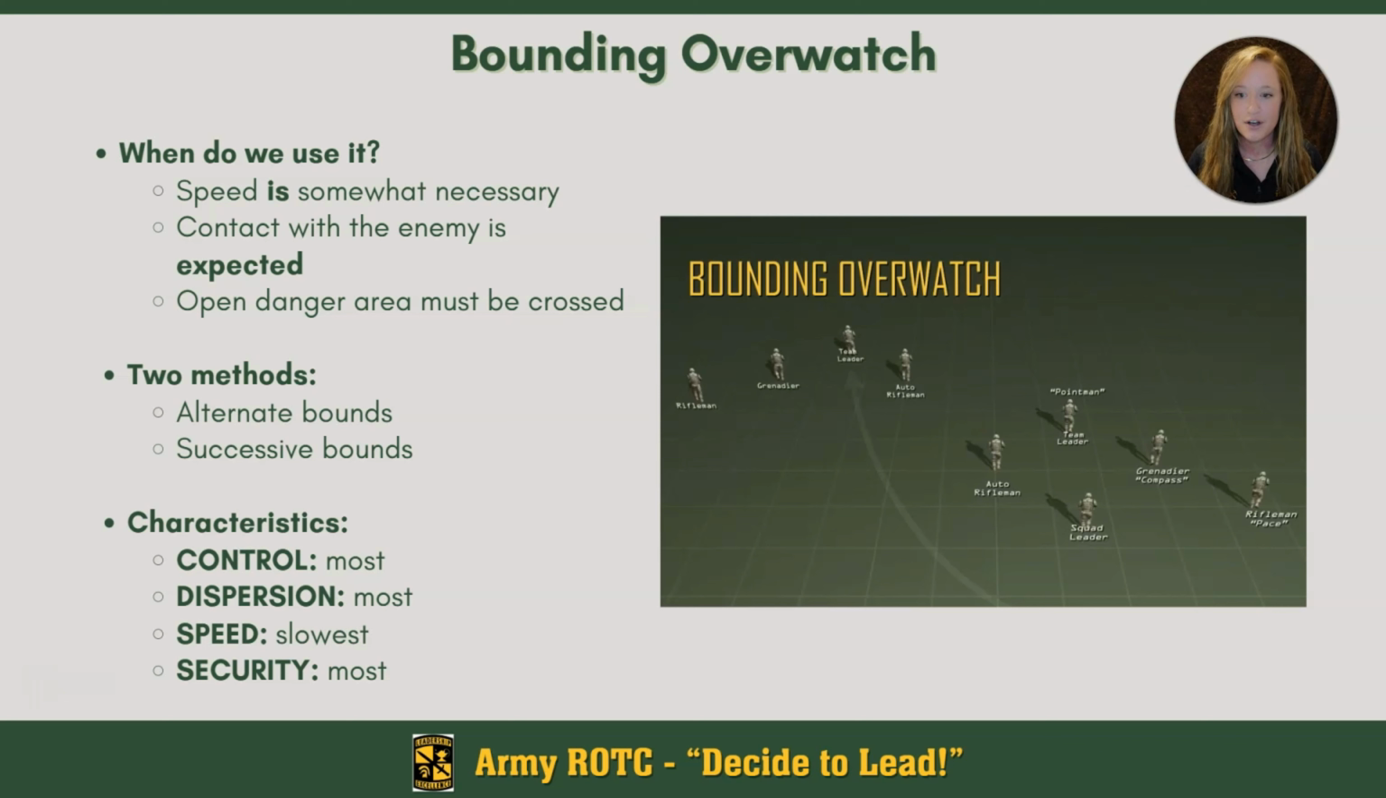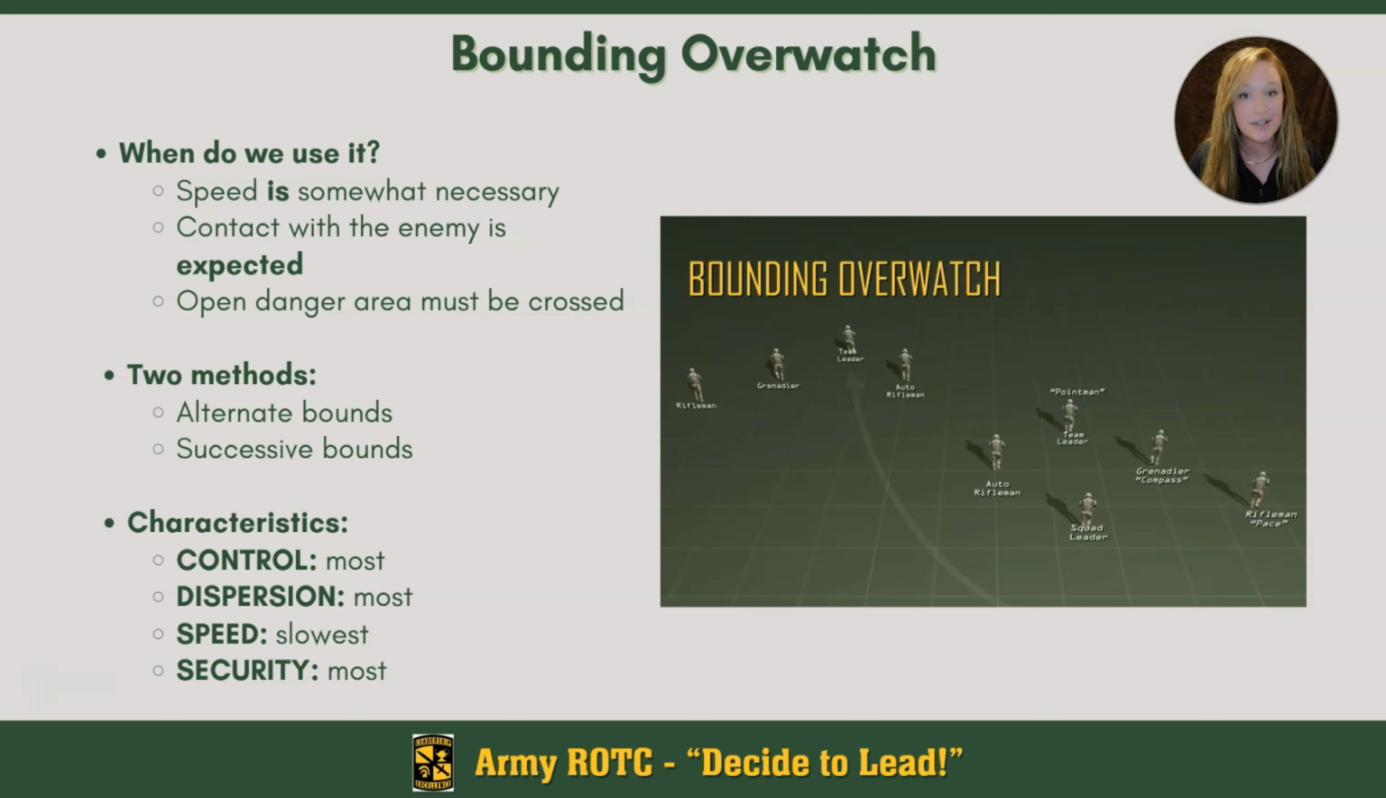So we use bounding overwatch when speed is necessary, contact with the enemy is expected, or there's an open danger area that has to be crossed. We move quickly through that because we don't want to be exposed, right? Now there are two different methods, like I said. We have the alternate bounds and we have successive bounds. That's going to be determined by the platoon leader. Just do what you're told and understand how to do each one.